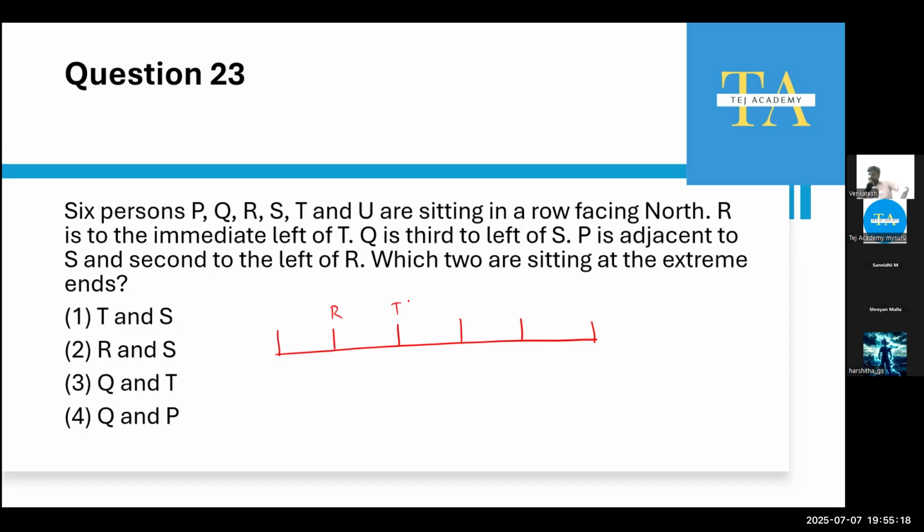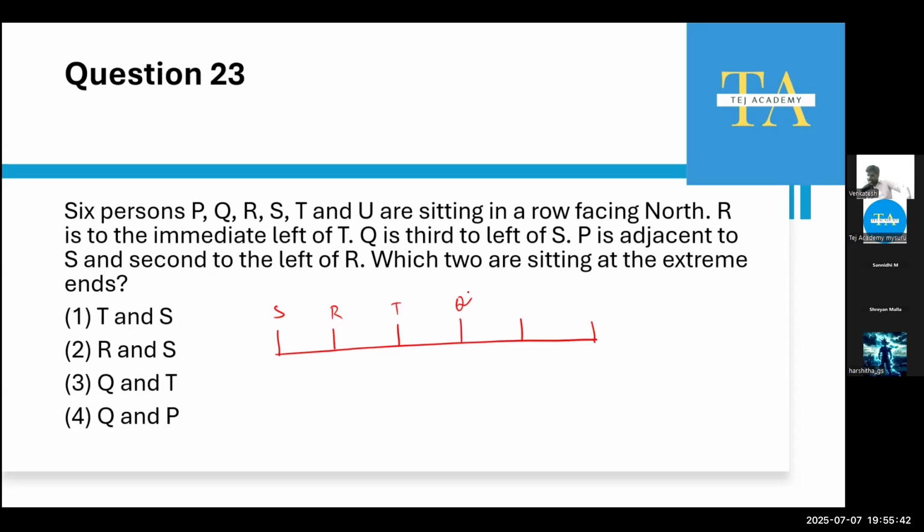And Q is the third left of S. If I place S here, third left, so Q can sit here. Okay. Then P is adjacent to S. Then second left to R.